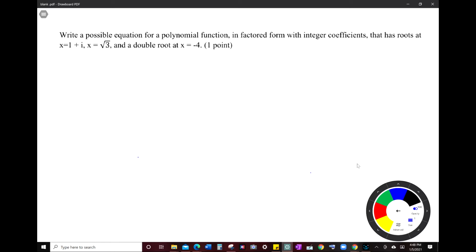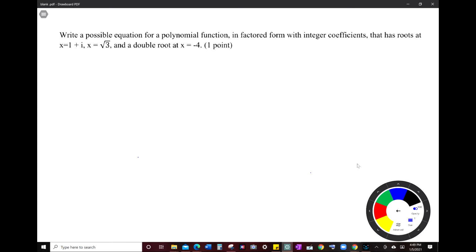The tricky part about this is whenever you have imaginary solutions, even if they just give you one, which is a positive one, that means you also have the negative one as the conjugate pair of it. So when we set it up, even if you're not given the negative part, you still have to put it as one of the roots of this polynomial function.